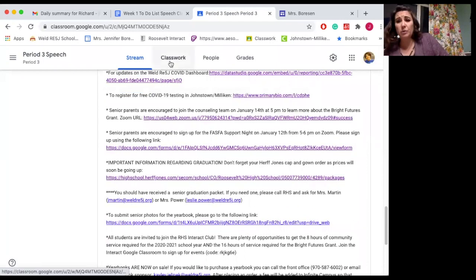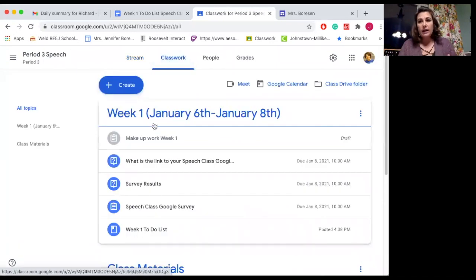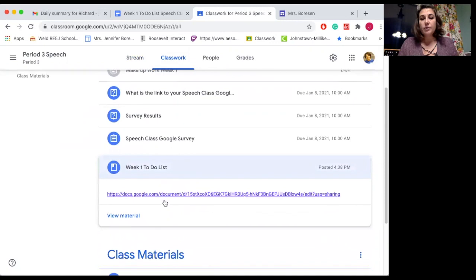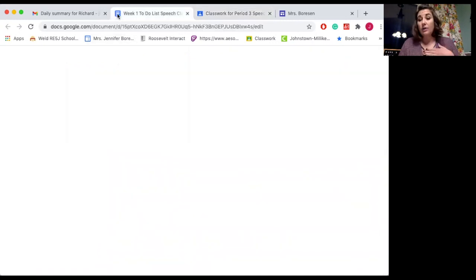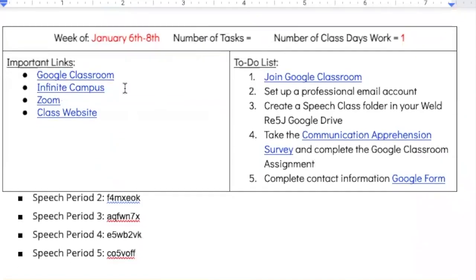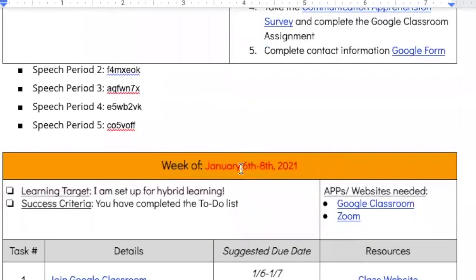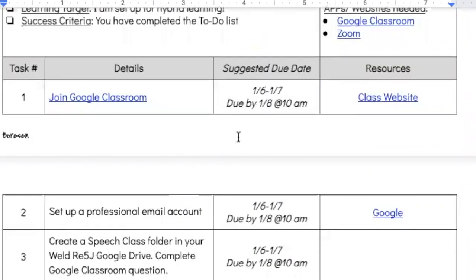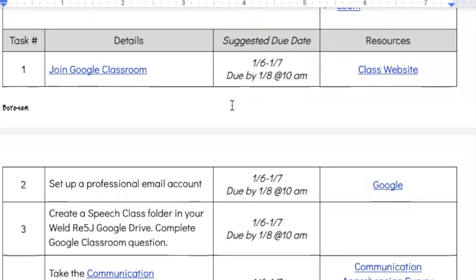Now, as far as the classwork goes, I try to organize all of my classwork into topics. So week one, I have already started to build that in Google Classroom. So questions and assignments and the to-do list are all in there. And so students have access to what I would consider our weekly to-do list. So here's an example of one of those. It gives, again, important URLs and links, our to-do lists, reminders about our Google Classroom codes, and it also gives suggested due dates and then also when the assignment is due by.